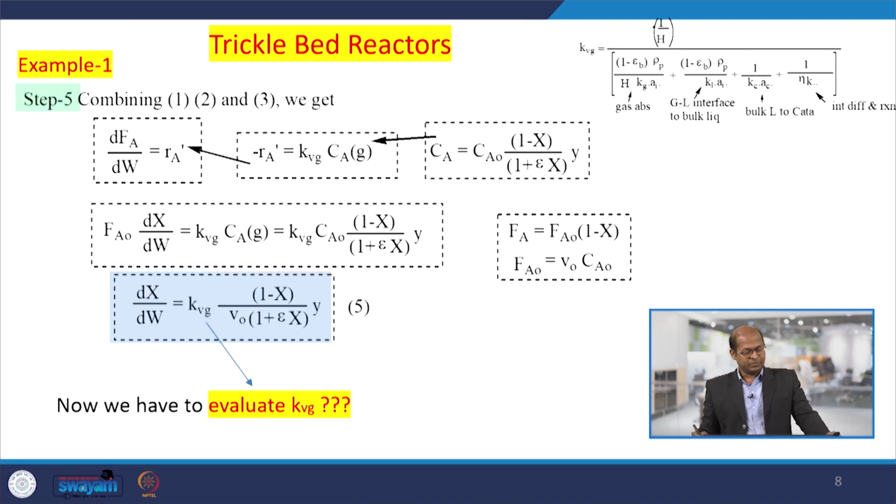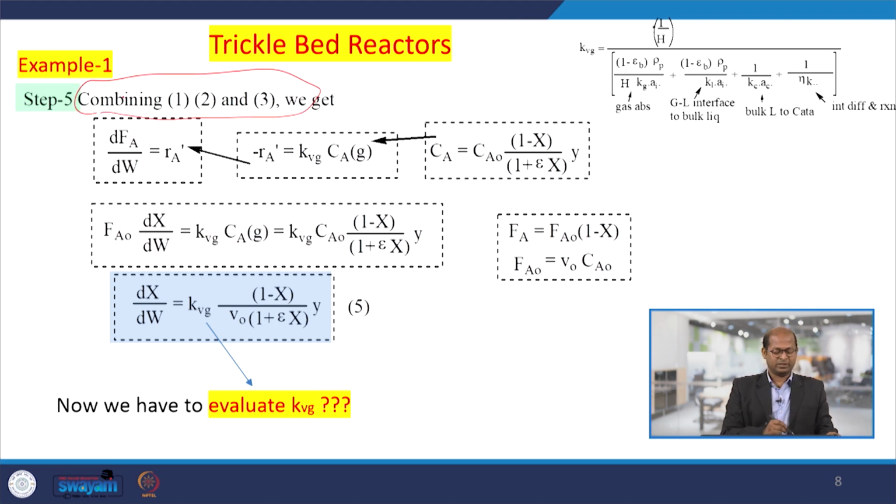Okay. So, here, combining all these 3 equations, equation 1, 2 and 3, the final equation we discussed in your previous class 2 is dx by dw equals kvg into 1 minus x by x naught, 1 plus epsilon x, into y. So, this is the final equation, this equation you have to solve.